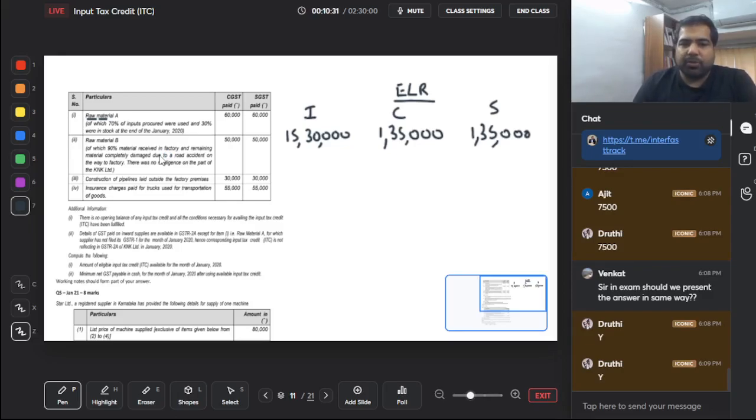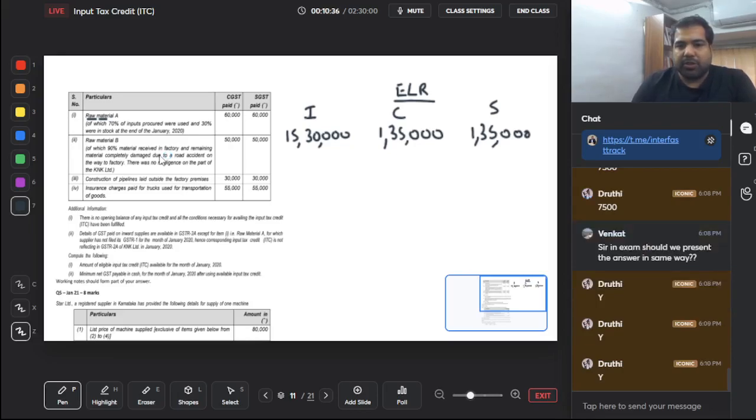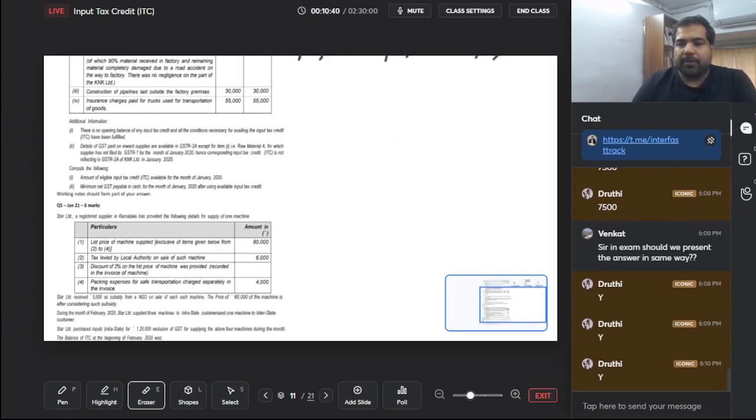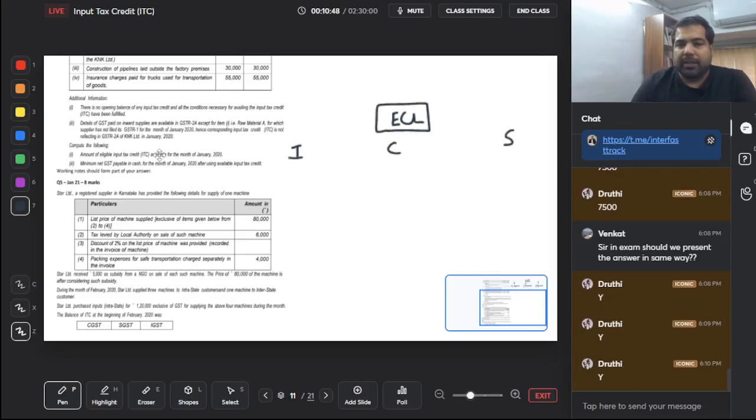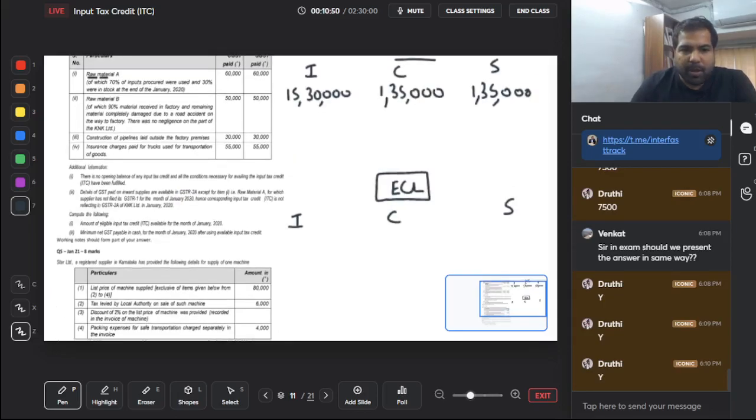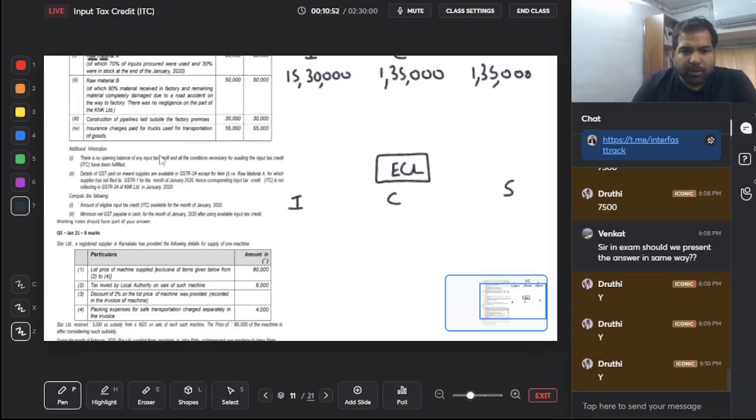Doesn't matter if they were used or in stock, you will still get this 60,000. So CGST 60,000. Sorry, my bad. This is credit. This is purchase. So we will have to make an electronic credit ledger. In that IGST, C and S, if there's any opening balance, we'll write the opening balance. Doesn't look like there was an opening balance.